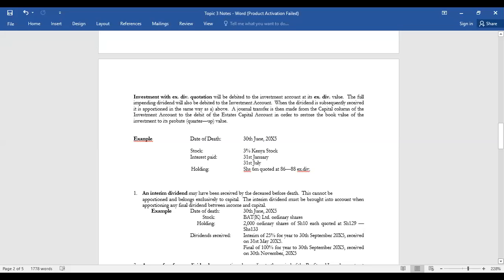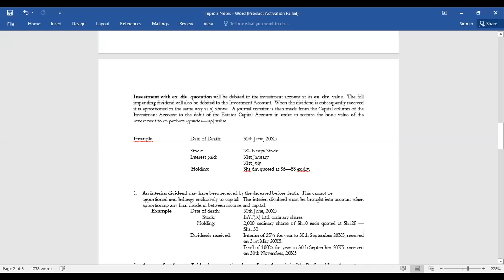So when the dividend is due, a journal transfer will be made from the capital column of the investment account to the debit of the estate capital account in order to restore the book value of the investment to its probate value, just the way we treated it earlier. So we have an example here.